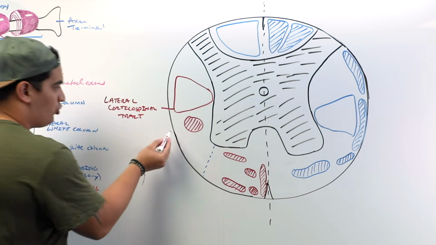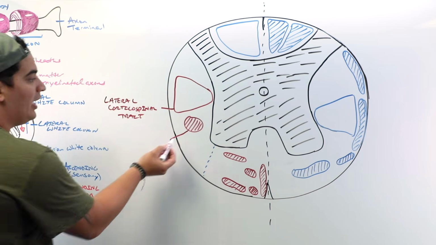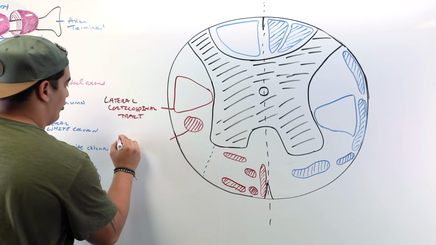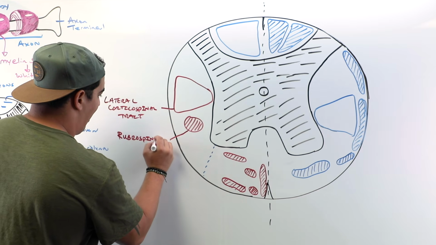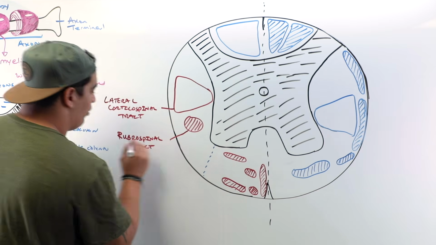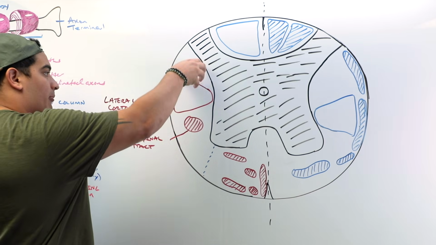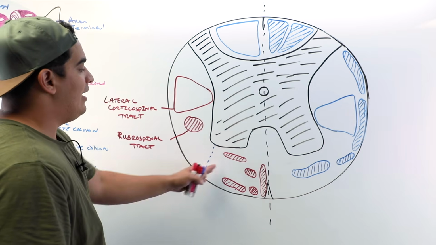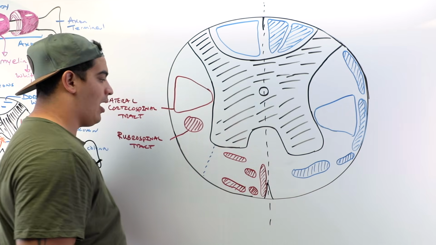The other descending tract that's also present in the lateral white column is called the rubrospinal tract. All right, beautiful. That covers the descending motor tracts present in the lateral white column. Now let's talk about the descending motor tracts present in the ventral white column.